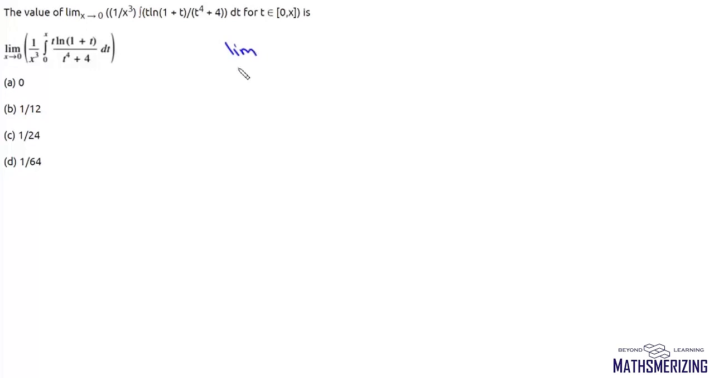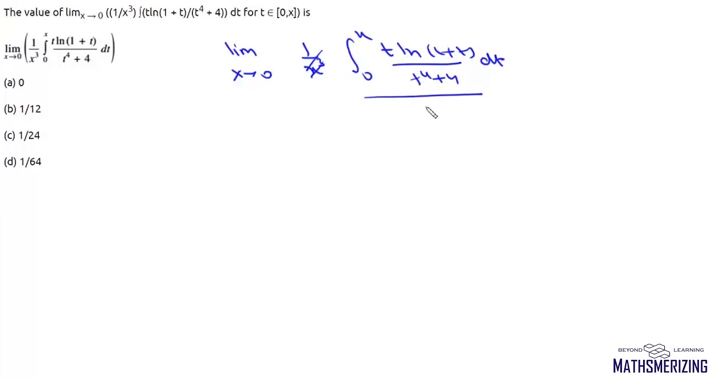Now here the question is, we need to find value of this limit: limit x tends to 0, 1 upon x cube, this integral from 0 to x, t log 1 plus t upon t to the power 4 plus 4 dt. Now what we'll do is, we'll write this as this integral upon x cube. Now when x tends to 0, this limit will be from 0 to 0. So this is 0, and then in the denominator, it is also 0. So it is 0 upon 0 form.